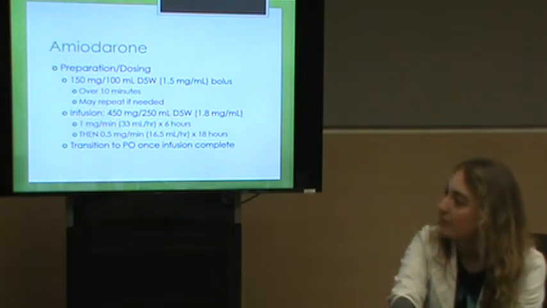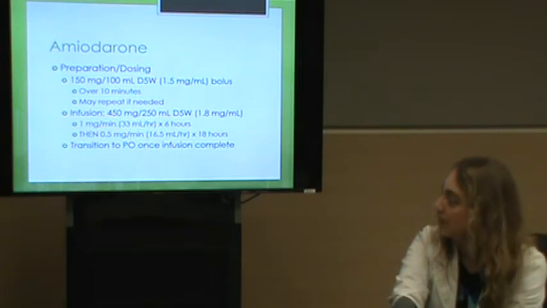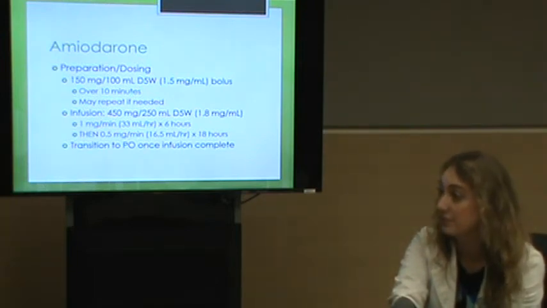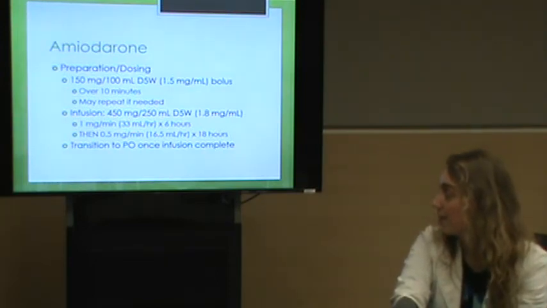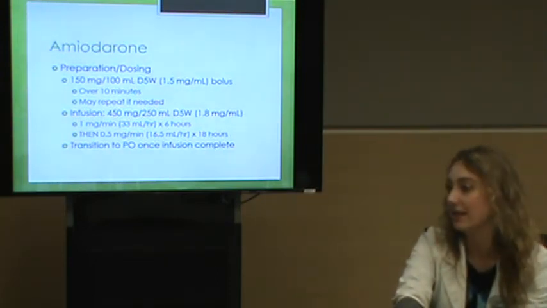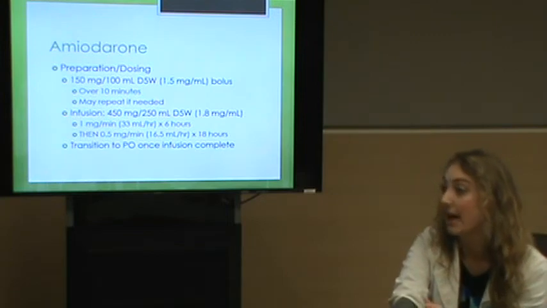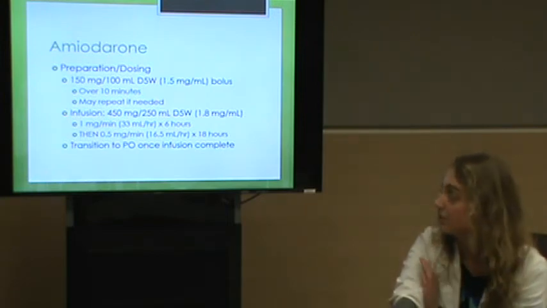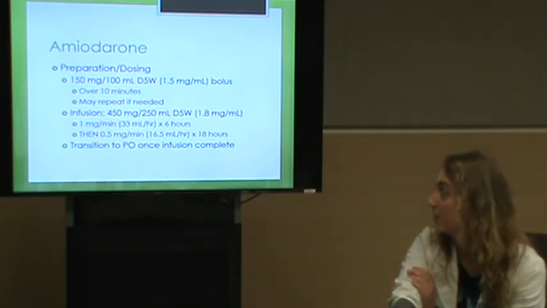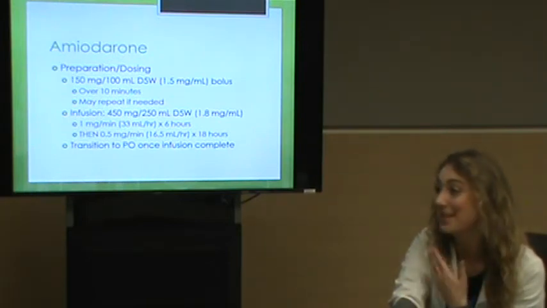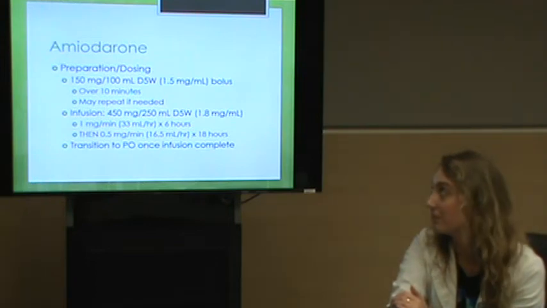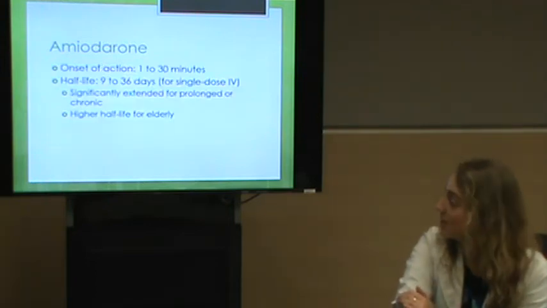You can give that 150 milligram bolus as a one-time bolus, or the physician may decide to repeat a bolus for that patient. Then you would typically start at 1 milligram per minute for 6 hours, and then you cut that rate in half for the next 18. The max infusion time that you can use for amiodarone is 24 hours. After that, you would transition to PO unless they have converted on their own, and then you just discontinue at that point. Onset of action is 1 to 30 minutes.